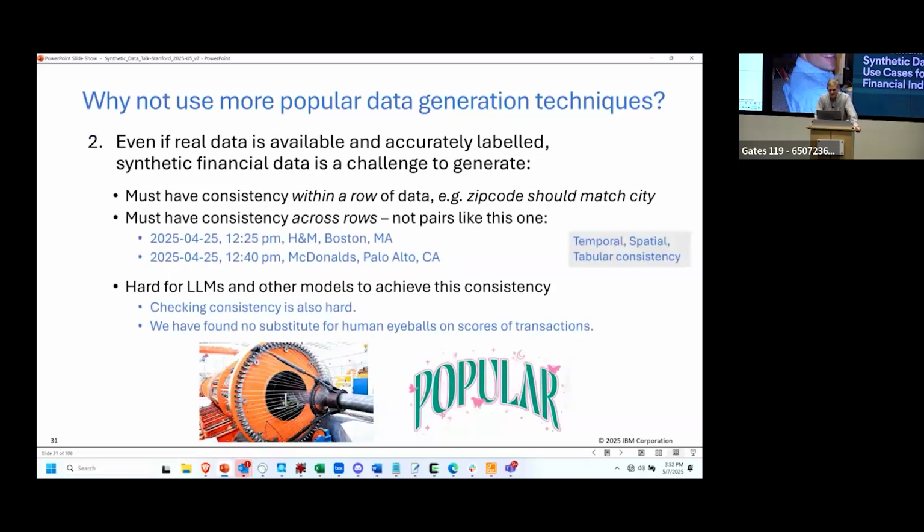Just to give a couple of examples, if you have transactions like in blue there, and at 12:25 p.m. on April 25th, you're making a purchase at H&M in Boston, and then 15 minutes later, you're at a McDonald's in Palo Alto, there's probably something suspicious going on. I'm assuming same card, supposedly of the same person. This is an obvious example, but if you're generating data with LLMs, it's very easy to get this sort of situation because there are just so many cross correlations. It's hard to know exactly what's important. Some implementations do better than others, but this is a really problematic thing that we found.